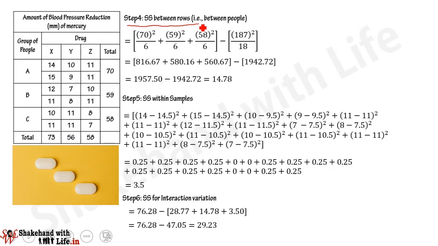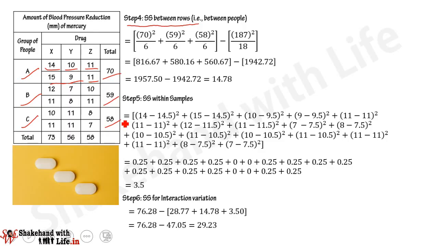So to calculate, first we find the total of each row or each group, right? So the first group is A, or the first row is A, the second row is B, or the second group is B, and the third is group C, or the third row, right? So first find the total of the first group, which is 70. The sum of 14, 10, 11, 15, 9 and 11, we get 70. Similarly, for group B, the total is 59. For group C, the total is 58.